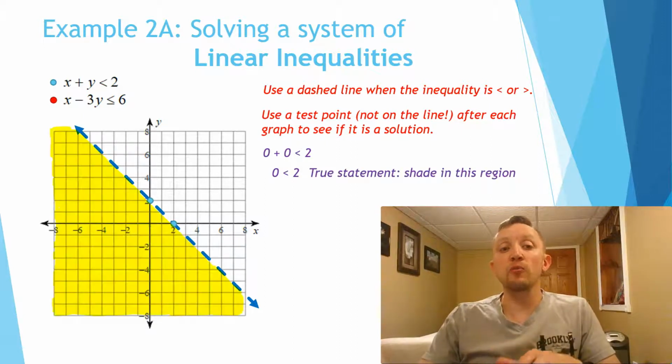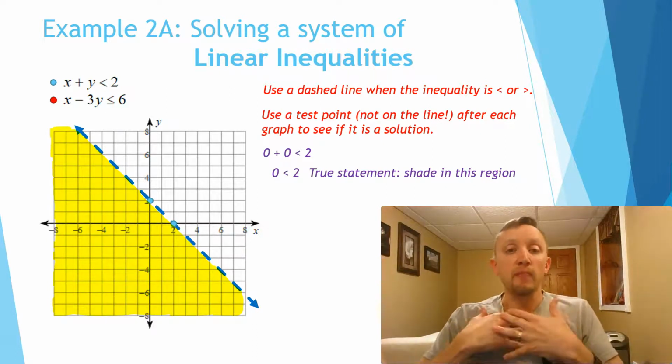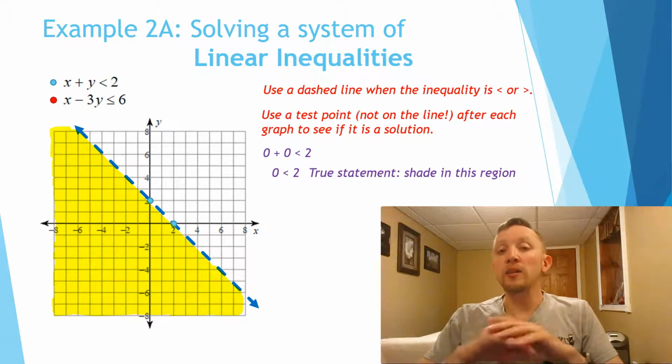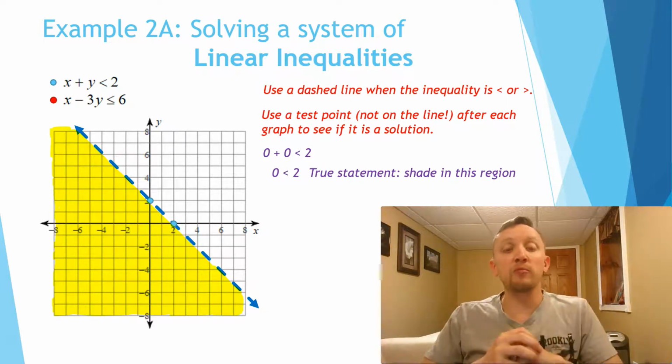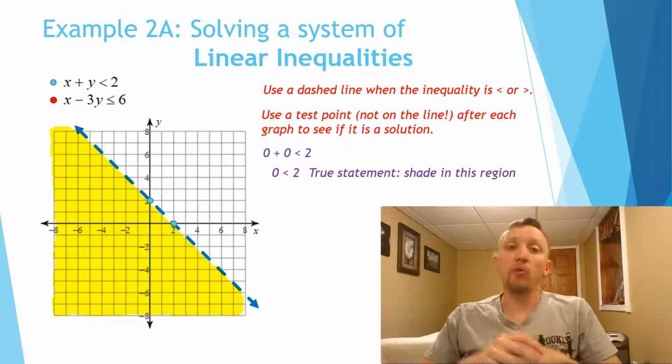So we're going to shade in the region that had that point 0, 0. So what I've just done is I've just said that that side of the fence is my property. And you can think of a dashed line as kind of like an invisible fence, or maybe even think of it as like a chain link fence where you could see through it.